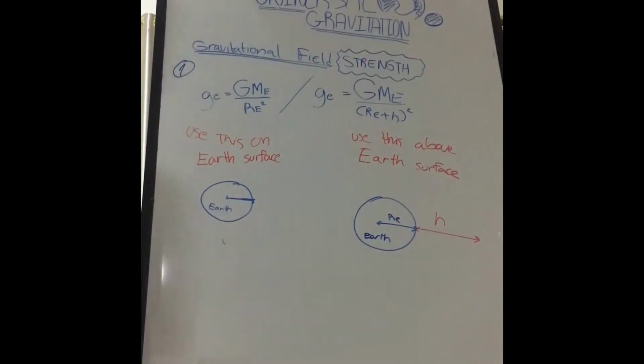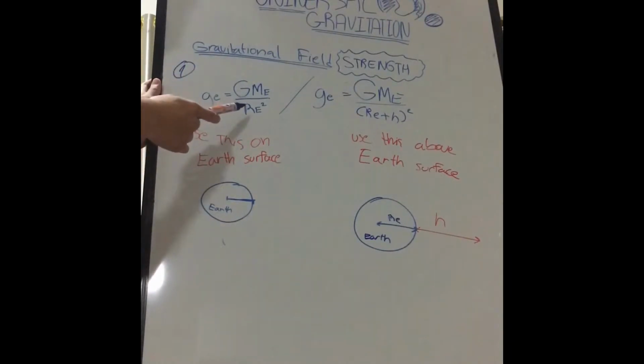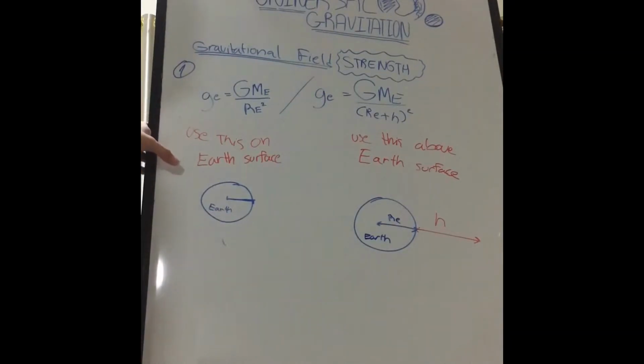The next one is about gravitational field strength. It can be defined by these two formulas. The first one is the gravity on Earth equals the G constant multiplied by the mass of the Earth, divided by the radius of the Earth squared. We use this formula on the Earth's surface.